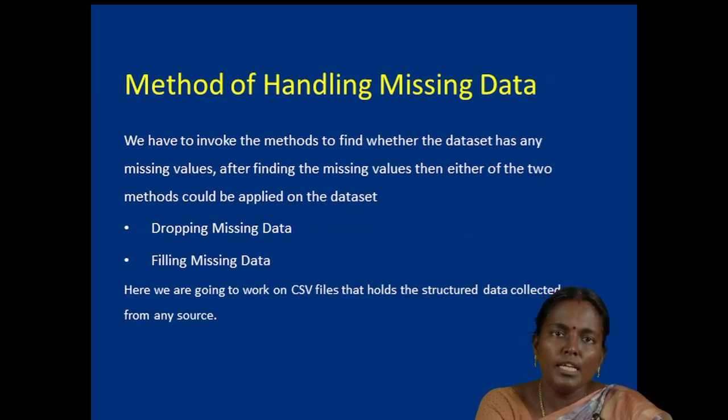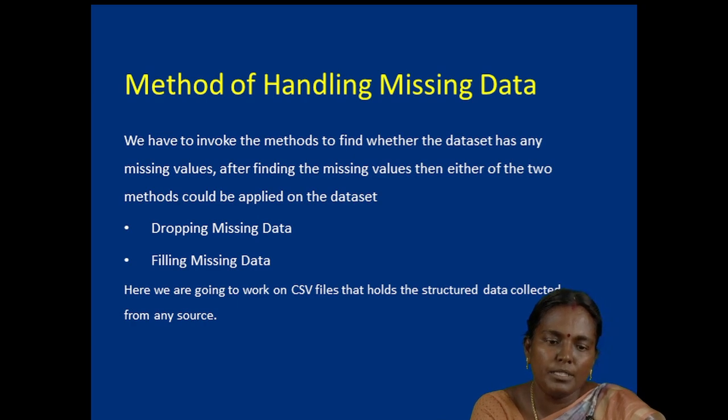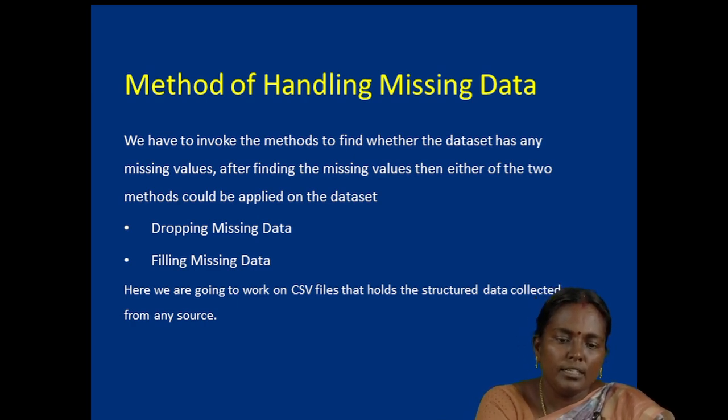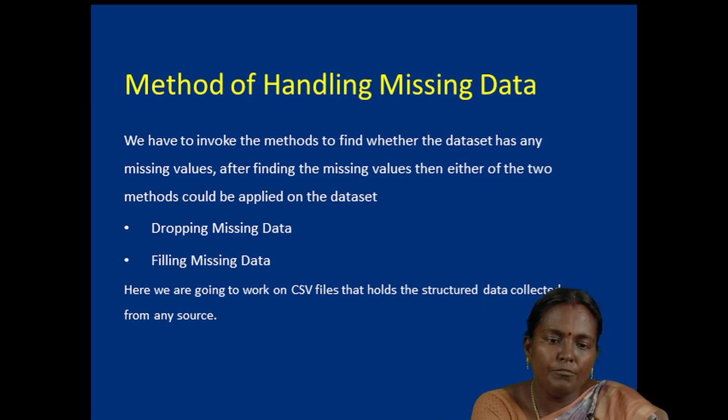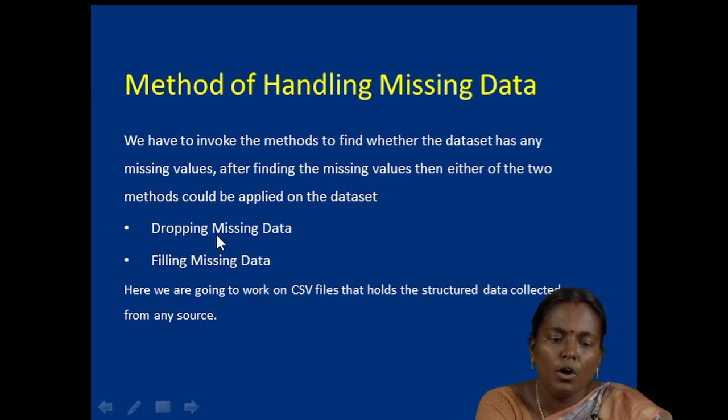So now let us see how we are going to handle this missing data with the help of Python. Here the methods we can use are either dropping the missing values or filling the missing values. These two methods can be applied on the data so that the missing values could be replaced.